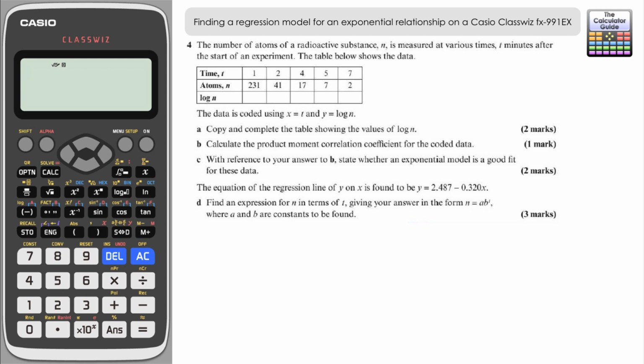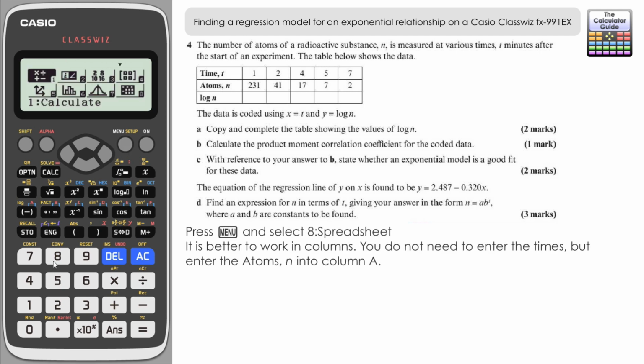Okay, so for part A, we've got to complete this table, and we are going to use spreadsheet on the Classwiz to help us out with this one. So it's menu and 8 for spreadsheet. Now, we don't have to worry about inputting time into this one. It's just the atom row that we need to code using the logarithm of these particular values. So let's start inputting the atoms.